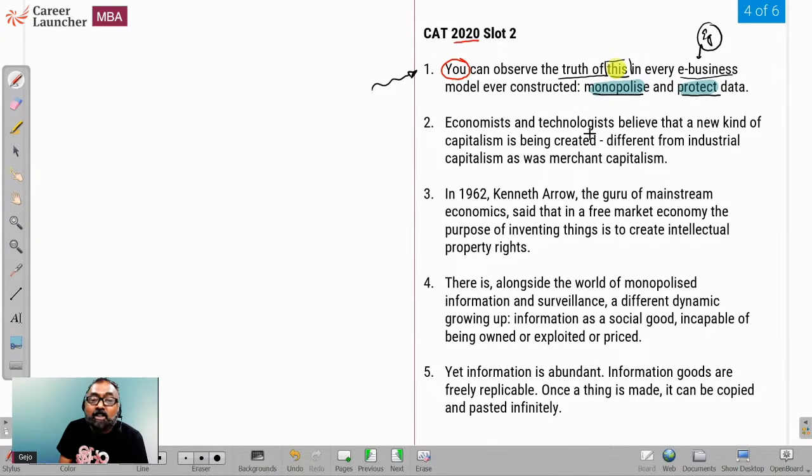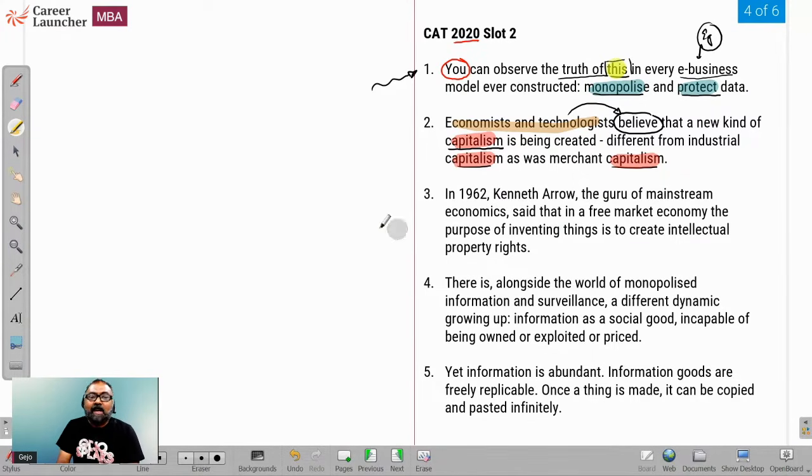Economists and technologists believe, so we have got some new people with a new set of beliefs. When you have sentences like this, the author is trying to use someone else as a part of the conversation. They believe that a new kind of capitalism is being created, different from industrial capitalism. Now you have got another term, capitalism. So this one talks about capitalism.